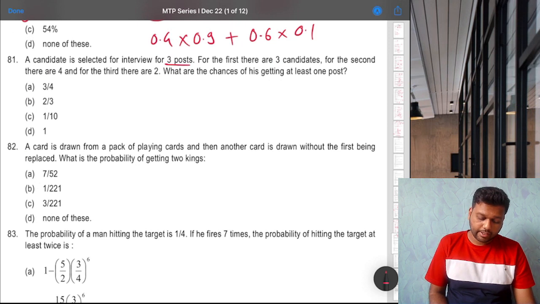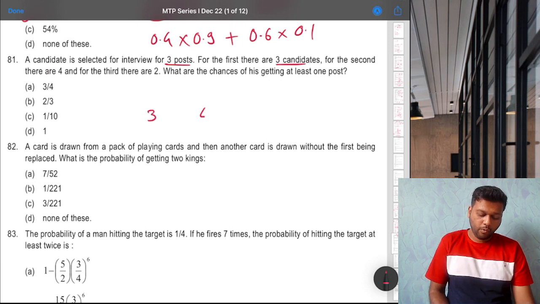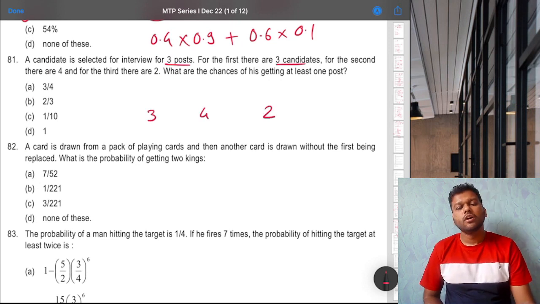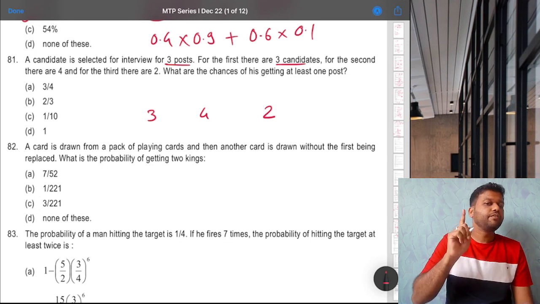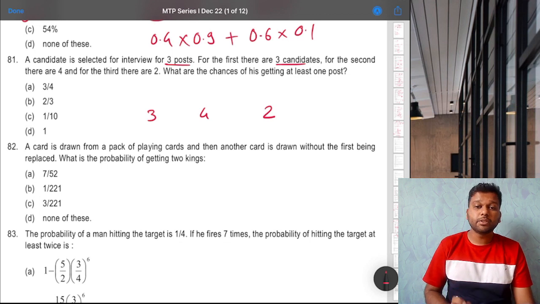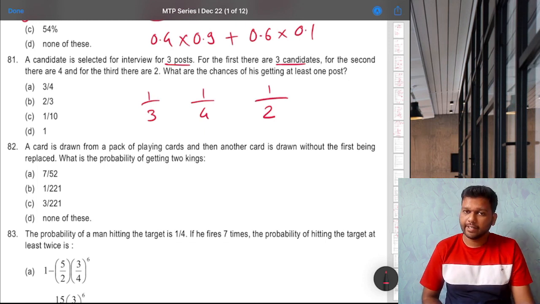Next, 83. A candidate is selected for interview for 3 posts. For the first, there are 3 candidates. For the second, there are 4, and for the third, there are 2. What are the chances of his getting at least 1 post? Okay. So at first place, there are 3 candidates. That means his probability is 1 by 3. In second, his probability is 1 by 4. And in third one, his probability is 1 by 2 of getting selected.